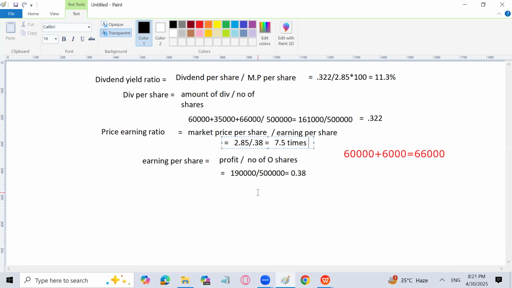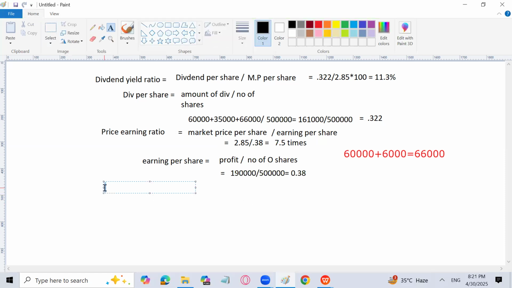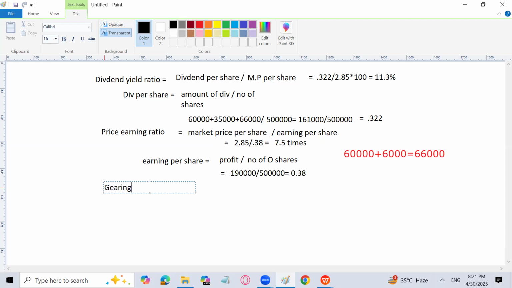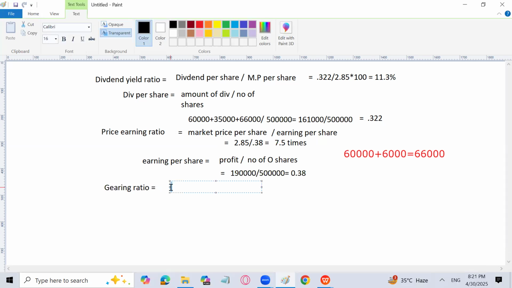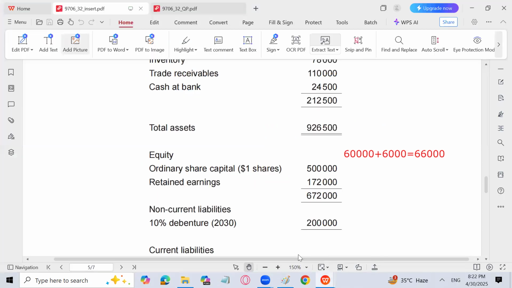Okay. Now the next formula is the gearing ratio. The formula for gearing ratio is equal to non-current liability or fixed cost capital over equity plus fixed cost capital. But the better way is non-current liability over equity plus non-current liability, because it is quite simple, more understandable and easier to remember. The answer will be in percentage. Either the business is highly geared or low geared.